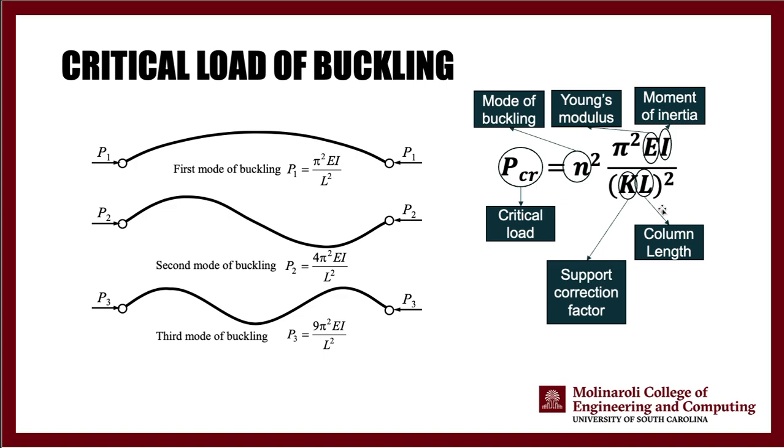Euler himself developed this formula for a pin-pin support, which essentially means the correction factor for a pin-pin support is going to be equal to 1. And the other correction factors are going to be determined according to how similar the buckling pattern is to the pin-pin buckling. And L is going to be the column length.